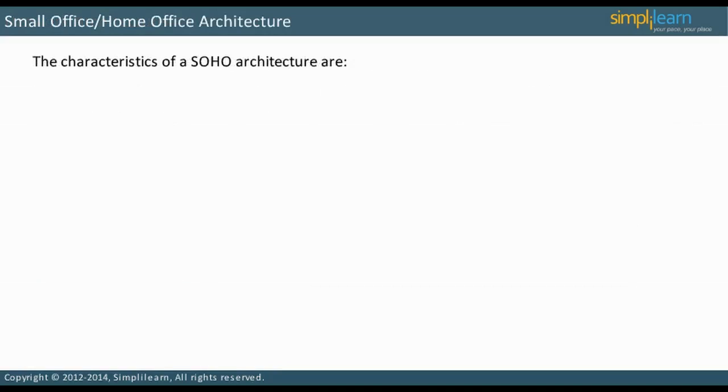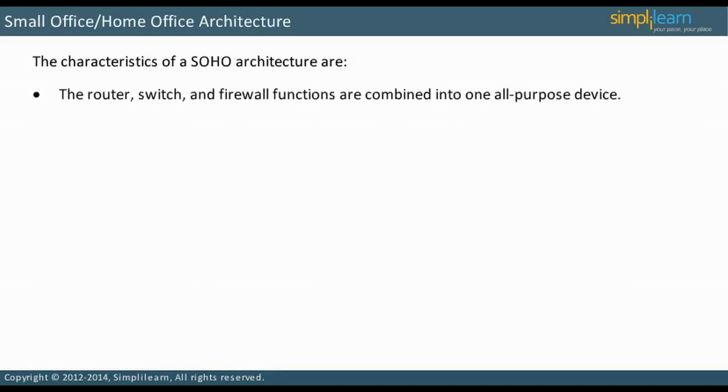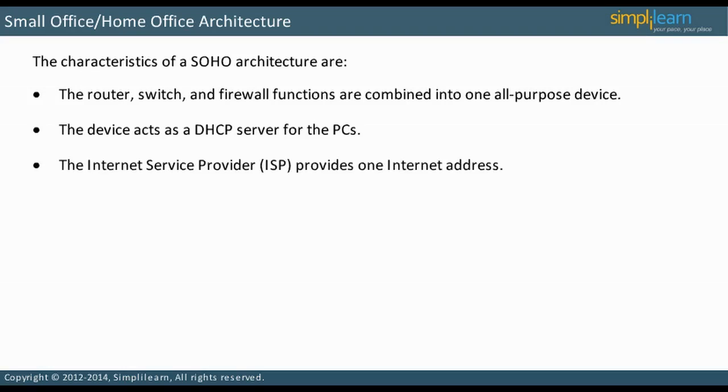The characteristics of SOHO architecture are as follows. The router, switch, and firewall functions are combined into one all-purpose device. The device acts as a Dynamic Host Configuration Protocol (DHCP) server for the PCs. The Internet Service Provider (ISP) provides one Internet address. Therefore, the device also acts as a DHCP client of the ISP. In other words, the all-purpose device obtains the Internet address from the ISP and provides addresses for network devices.